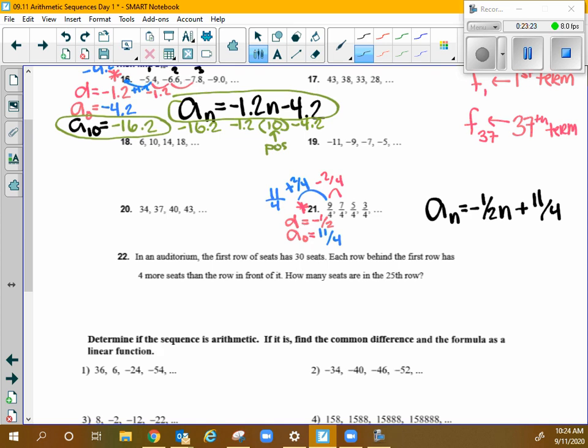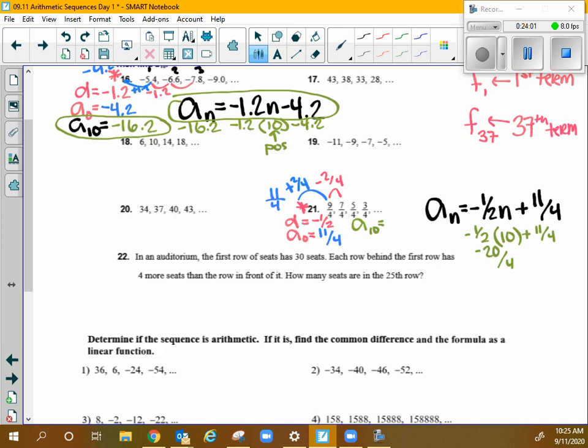Okay, I'm not done because the directions also want us to find the 10th term. So I need the position to be 10 and evaluate. Well, what's half of 10? 5. Now here's the fun part: negative 5 plus 11/4. What divided by 4 gives me 5? 20. So it's negative 5.